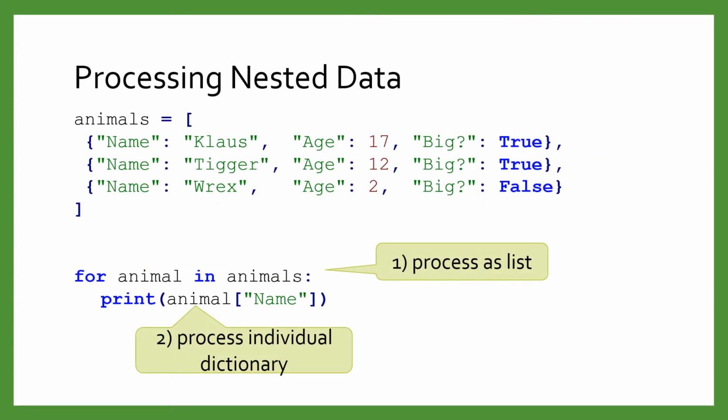As you process this complex nested data's structure, you have to stay aware of where you are. This is similar to needing to navigate a maze. Consider a list of dictionaries like the one shown before. If we wanted to print the name of each animal, we would first need to process them as a list using a for loop. Then we can process the individual dictionaries.